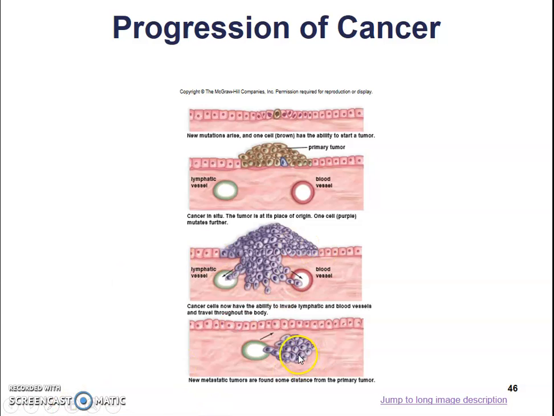This is how we get metastatic tumors from the primary one. They invade the lymph system and they move throughout the body.